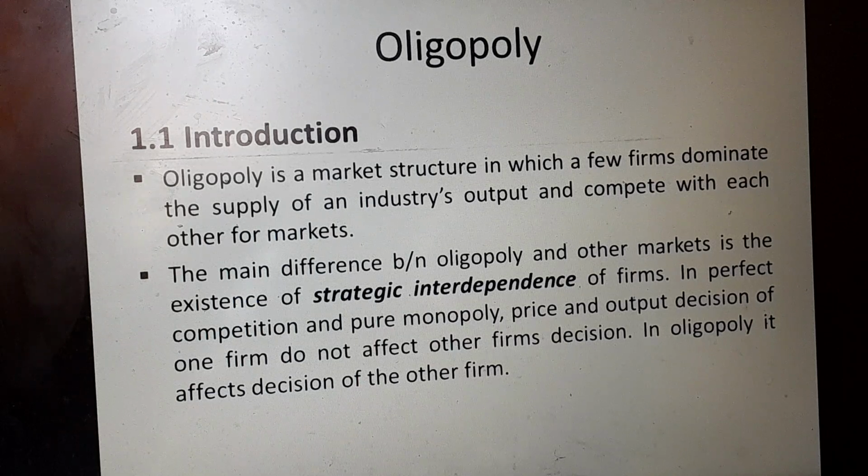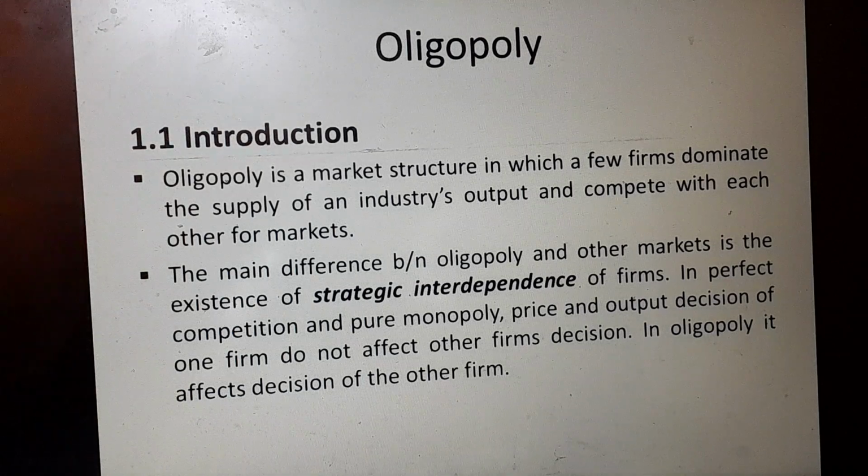In a perfectly competitive market, firms may use similar inputs and the products may be homogeneous, but in a monopolistically competitive market, the products may be differentiated or heterogeneous. The one that is different from these two market structures, the monopolistically competitive market and the perfectly competitive market, is the oligopoly market.